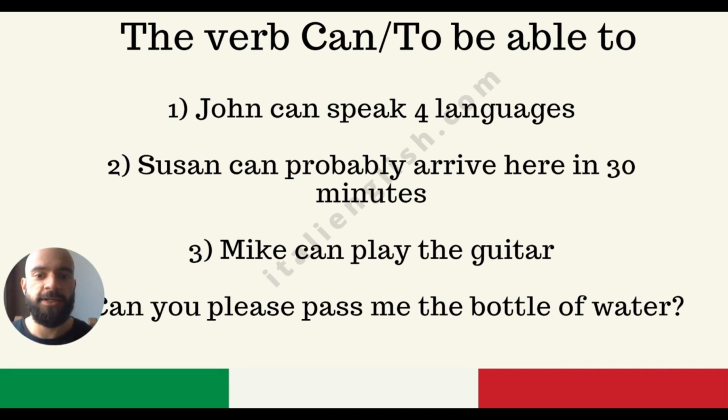Second sentence, Susan can probably arrive here in 30 minutes. Ask yourself, is it can with skills, sapere, or is it can in all the other cases, which is potere? Ask yourself this question, give yourself your answer, and this is the answer. The answer is can in all the other cases. There is no skill here. We are not acknowledging the skill of the person. We just say that Susan, who is the subject, can probably arrive, might probably arrive. There are chances. We're discussing chances here, not skills. There's the chance that this person called Susan might arrive here, can arrive here in 30 minutes, right?